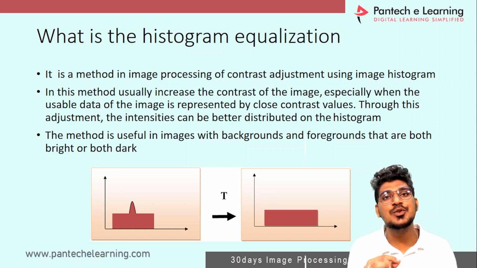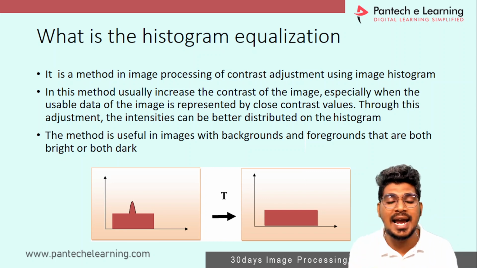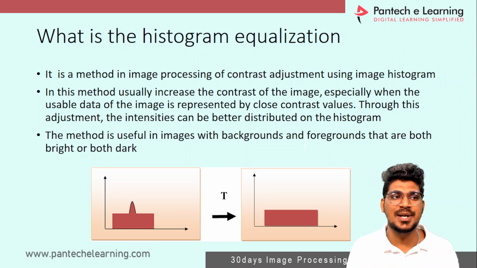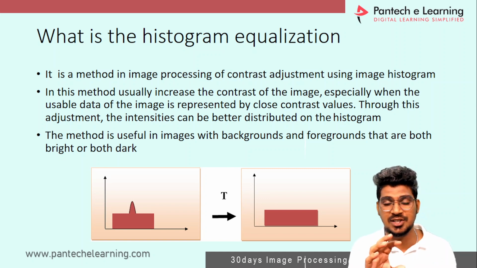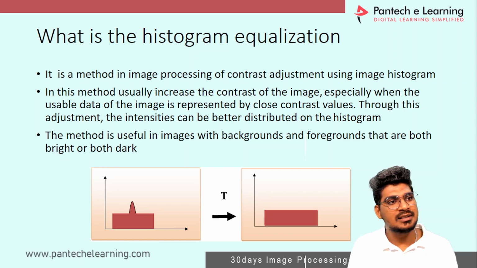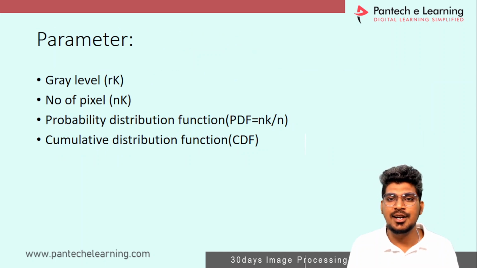And this method is useful for an image where the background and foreground are both bright or both dark. So when you are increasing the contrast, for example, the picture is bright, or the picture is also dark. Clear, no? The picture is also dark. See here, this is not even. When you apply histogram equalization, this becomes even. That is nothing but histogram equalization. Okay, right? Clear, no? Yes.